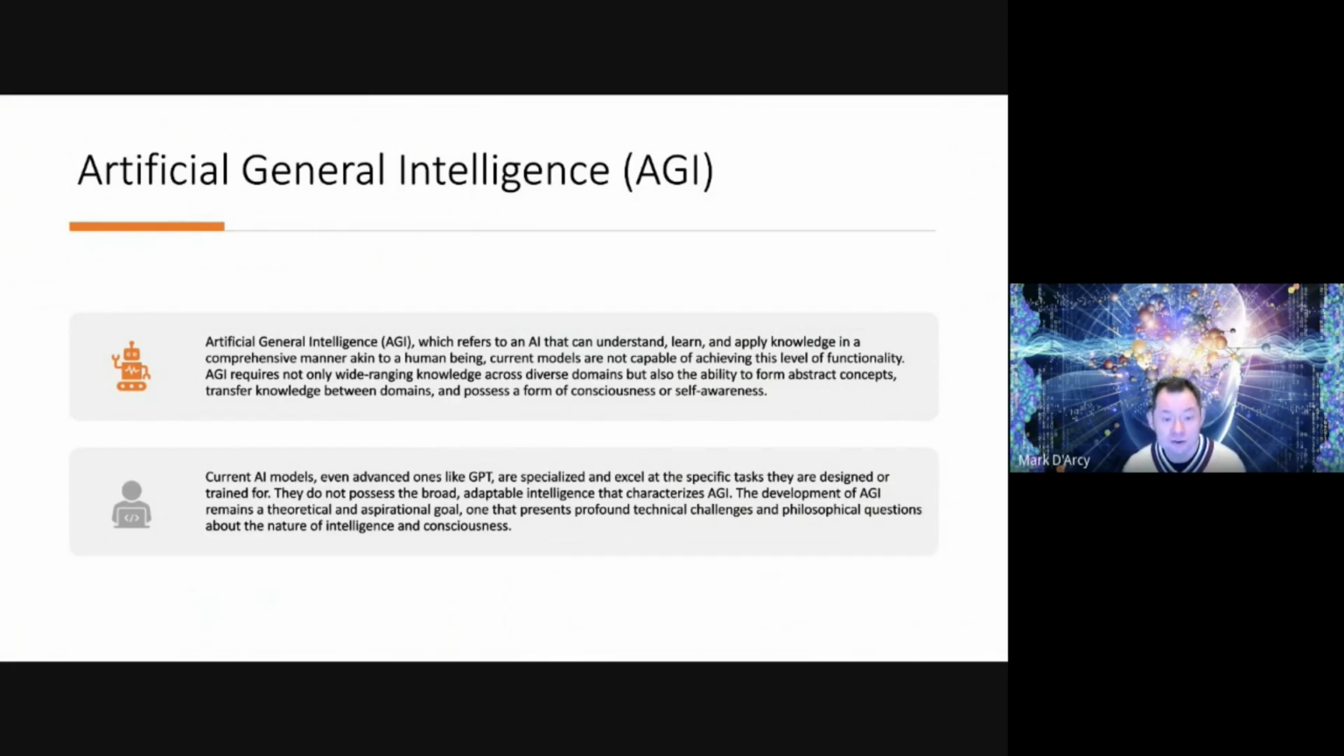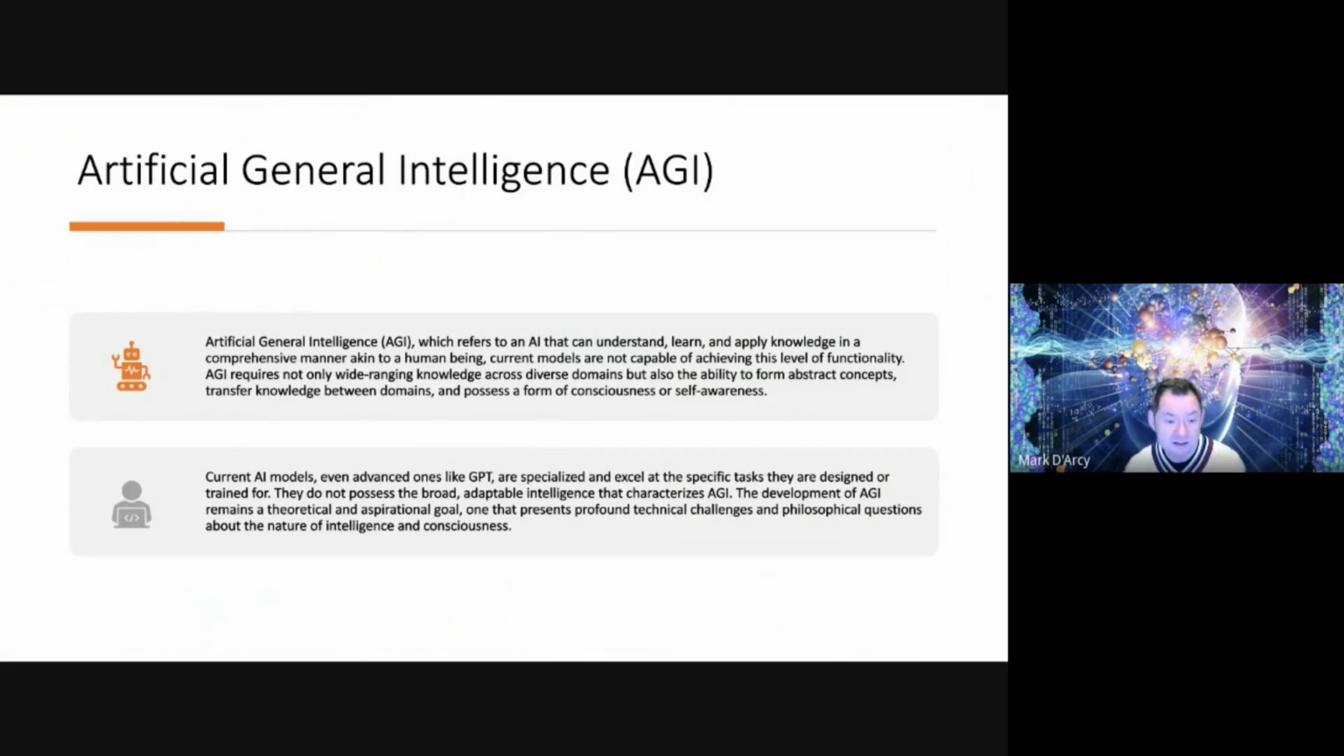AGI requires not only wide-ranging knowledge across diverse domains, but also the ability to form abstract concepts, transfer knowledge between domains, and possess a form of consciousness or self-awareness. Current AI models, even advanced ones like GPT, are specialized and excel at the specific tasks they are designed or trained for. They do not possess, however, the broad, adaptable intelligence that characterizes AGI or human intelligence.